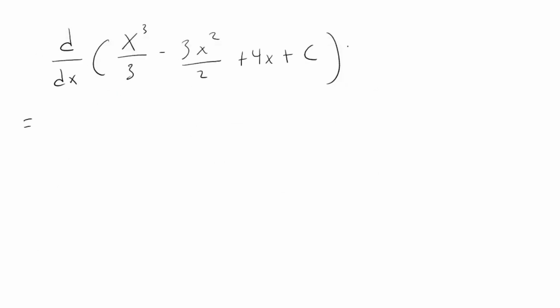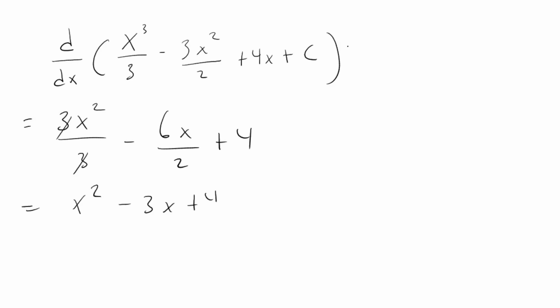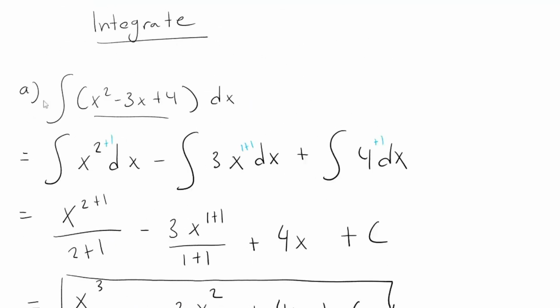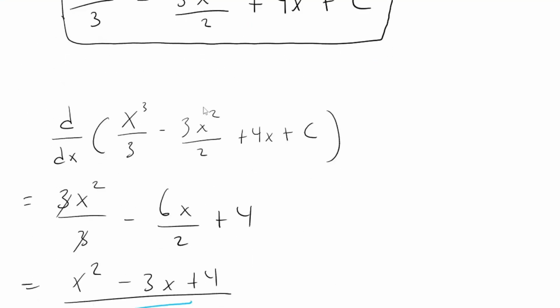Let's check our answer now. Let's take the derivative of x cubed over 3 minus 3x squared over 2 plus 4x plus c. So let's use power rule over here. So it would be 3x squared over 3 minus 6x over 2 plus 4. Okay? Then what would happen is these 3's would cancel out. It would be x squared minus 3x plus 4. And if we look here, this answer that we got here is basically the same as what's over here. So therefore, we integrated properly.